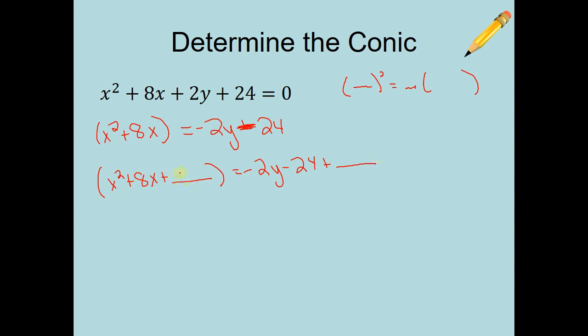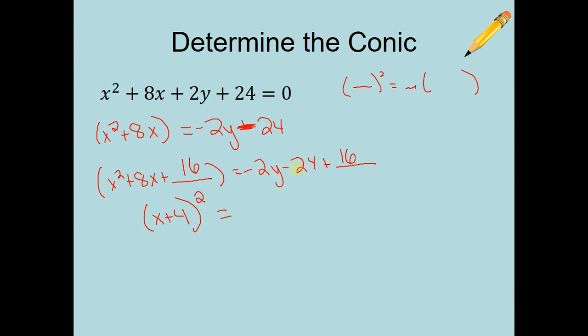So, to find my blank, I divide the 8 by 2. That would be 4, and I square that. That'll give me 16. So I'm going to add 16 to both sides. Now I got to factor over here because I want to put that together. So I'm looking for two numbers that multiply to give you 16, but add together to give you 8. 4 and 4, right? So this would be x plus 4 quantity squared.